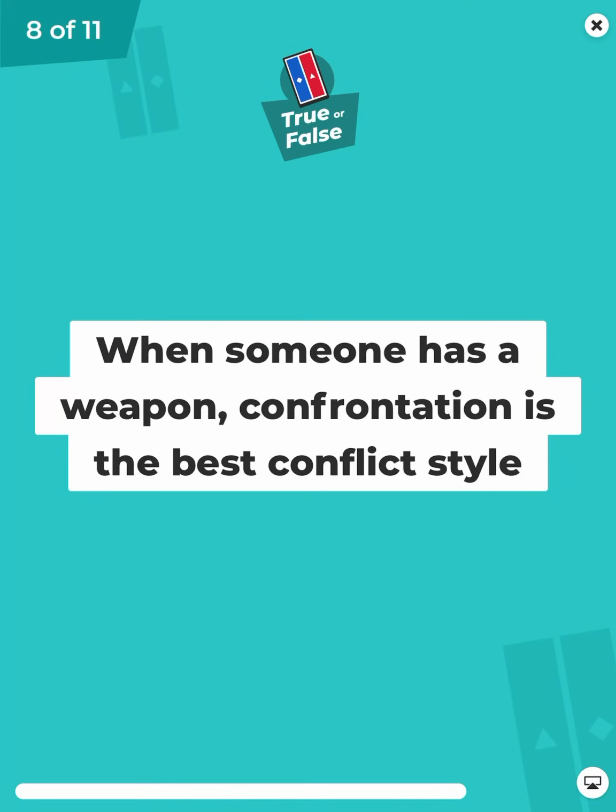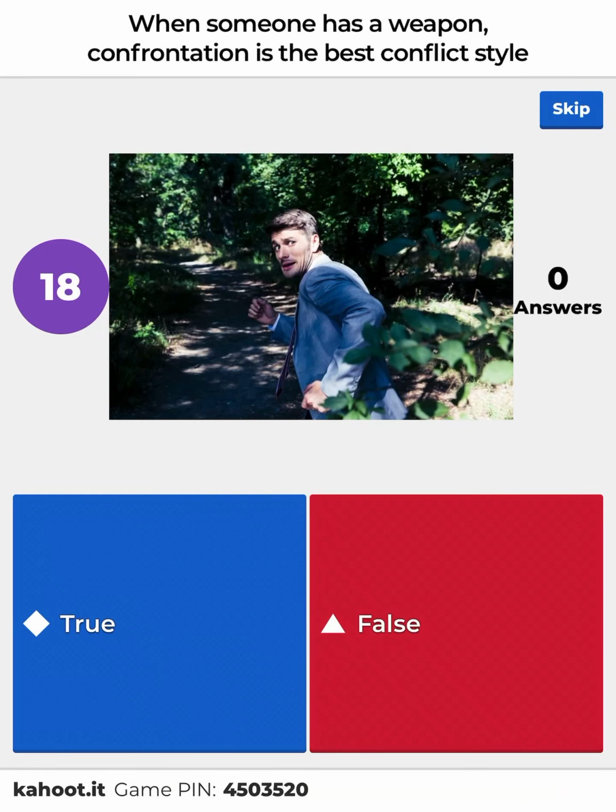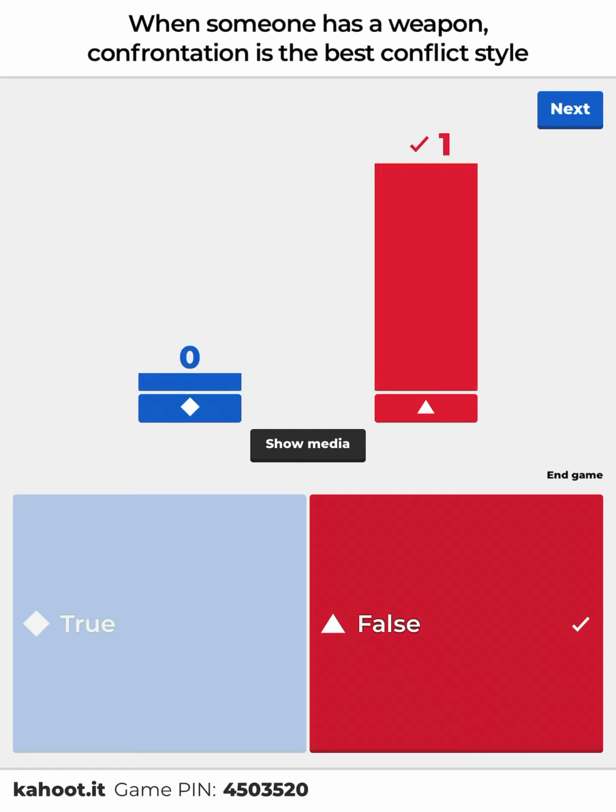When someone has a weapon, confrontation is the best conflict style. No, run the other way. You cannot use confrontation. Well, yeah, you could use avoidance, but not problem solving. You can't talk to somebody when they have a weapon because no telling what they are willing to do with that weapon. So don't put your life in danger trying to use a conflict style to resolve a confrontation.